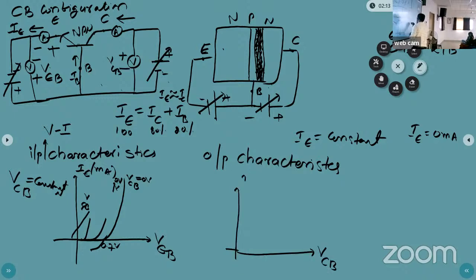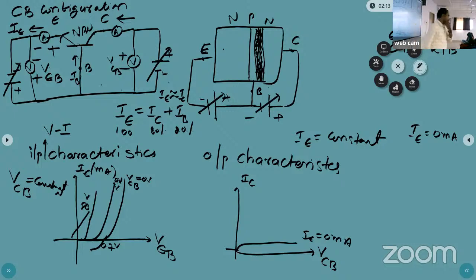VCB, IC. So how will the graph look now? VCB increases, but IE is constant. IE is constant, so if you are increasing the voltage, the voltage will increase but the current is constant, because IE is approximately equal to IC, so this value is IE equal to 0 milliamp.